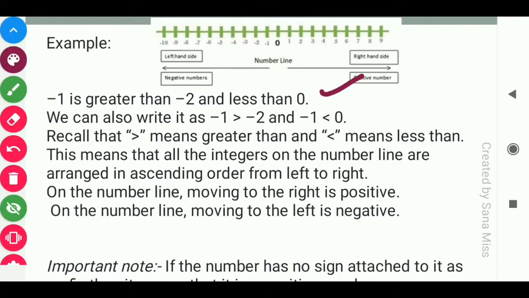On the right hand side we are going to the positive numbers, and when we are moving on the left hand side we are going to the negative numbers. And here the greater than sign is there and the less than symbol is there. One thing always remember, when you are moving to the right it is positive, and when we are moving to the left it is what? Negatives.